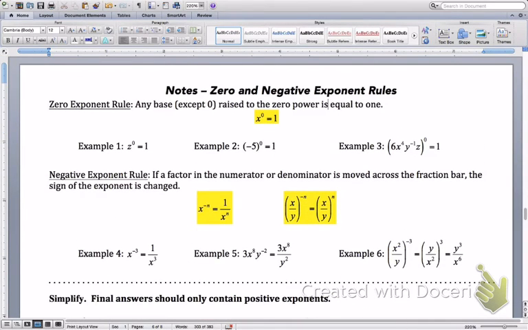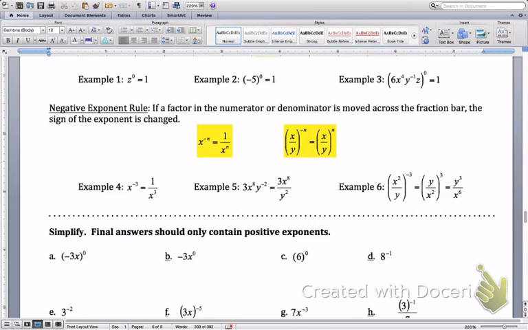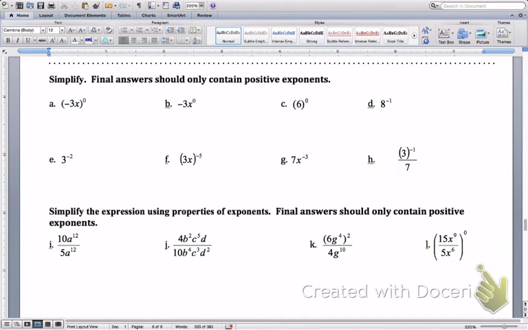Second rule, the negative exponent rule, we actually went over it last semester. So remember, if anything has a negative power, we can move it from the numerator to the denominator or vice versa. So it says if a factor in the numerator or denominator is moved across the fraction bar, the sign of the exponent is changed from positive to negative and negative to positive. So you can make exponents negative if you want, but we prefer to have them always in positive form. So let's go ahead and see these two rules in action in A through H examples.